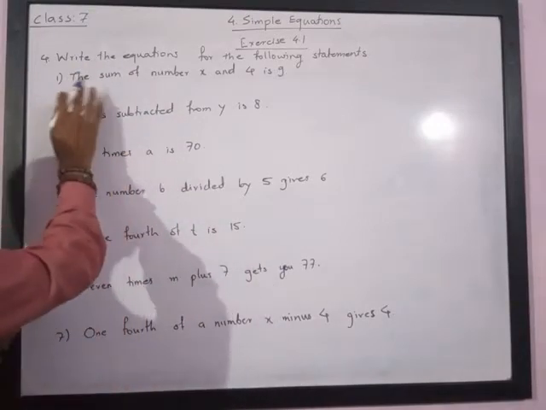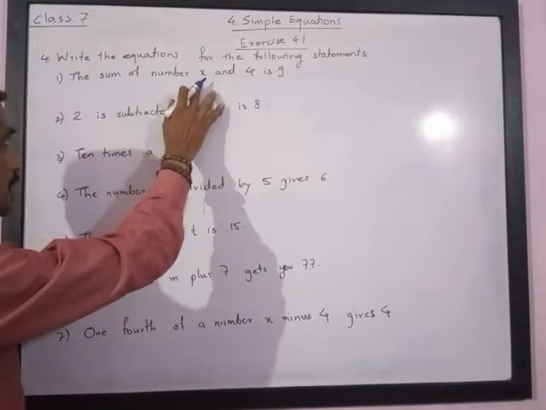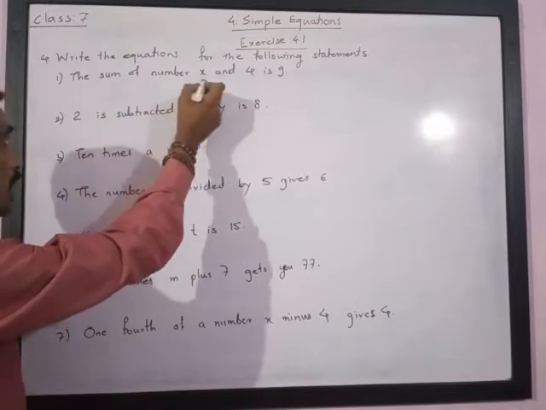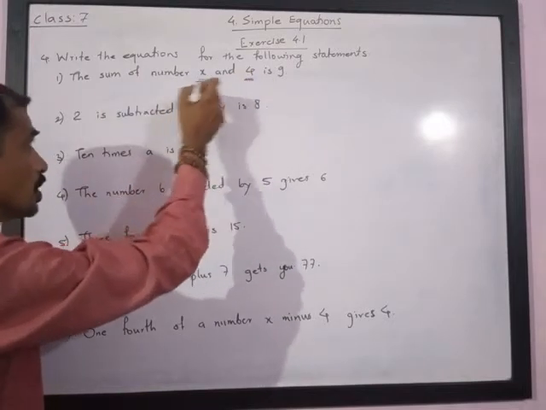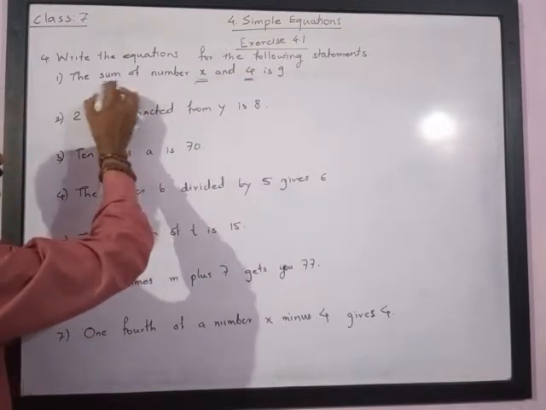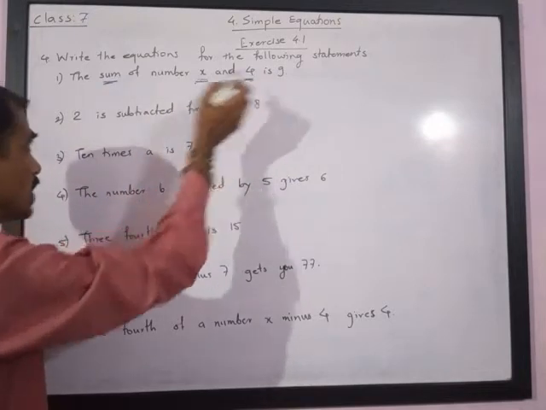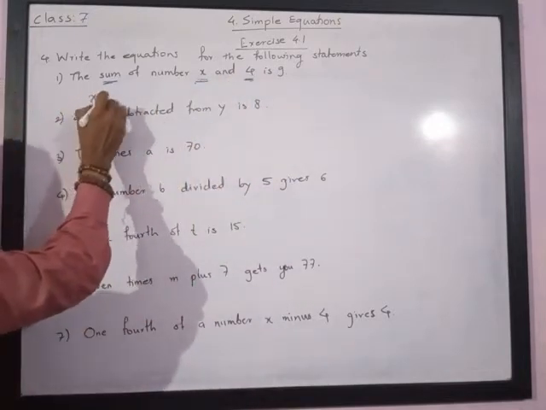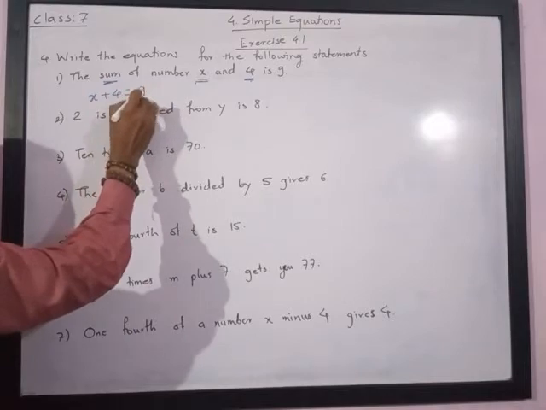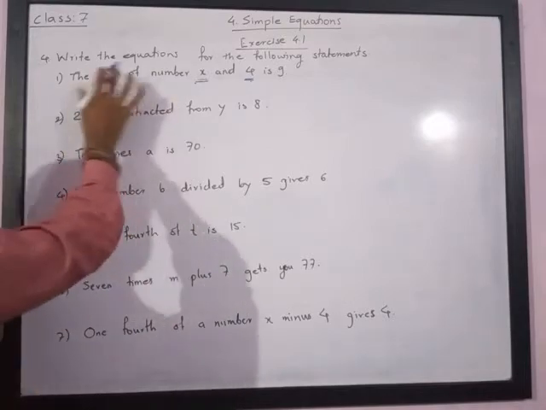So first is the sum of a number x. Please note we are given a number x and 4. So the sum of x and 4 is 9. It means x plus 4 is equal to 9. This is the equation form of the same statement.